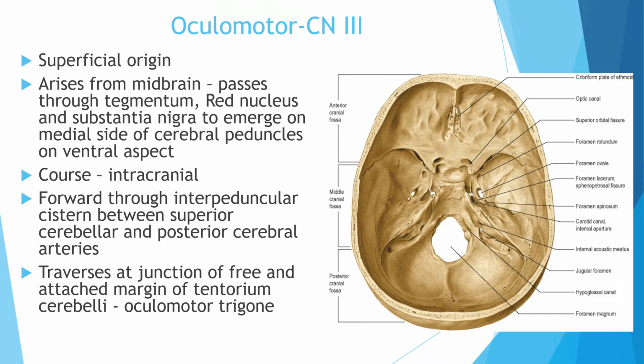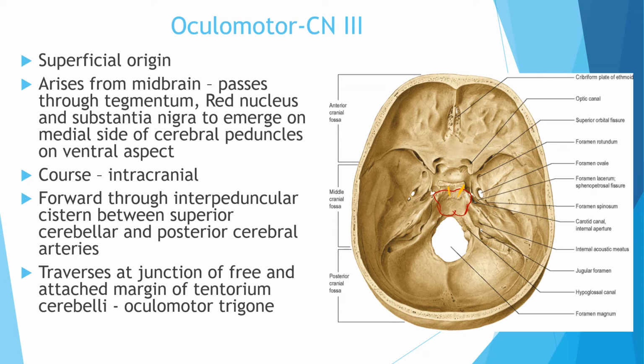Now, what is the origin of the oculomotor nerve? As we said, it arises from the midbrain nucleus. It passes through the tegmentum, the red nucleus, the substantia nigra, and emerges on the medial side of cerebral peduncles. Here is the position of the midbrain like this, and the oculomotor nerve is arising on the ventral side from here. Then in the intracranial course, it passes forwards in the interpeduncular cistern, between the two peduncles.